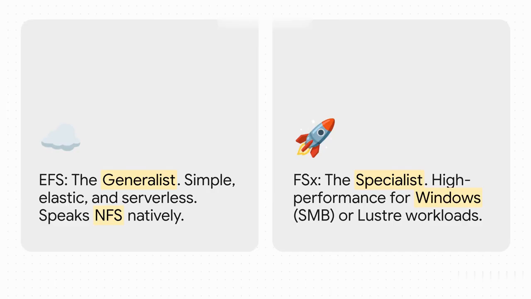Think of EFS, the Elastic File System, as your flexible generalist. It's serverless, it's super simple to spin up, and it speaks NFS, which is the native language for any Linux or POSIX-based system. Then you have FSx. FSx is the specialist. It's all about raw power and specific use cases, like high-performance Windows applications that need SMB or massive high-performance computing jobs that use a file system called Lustre.